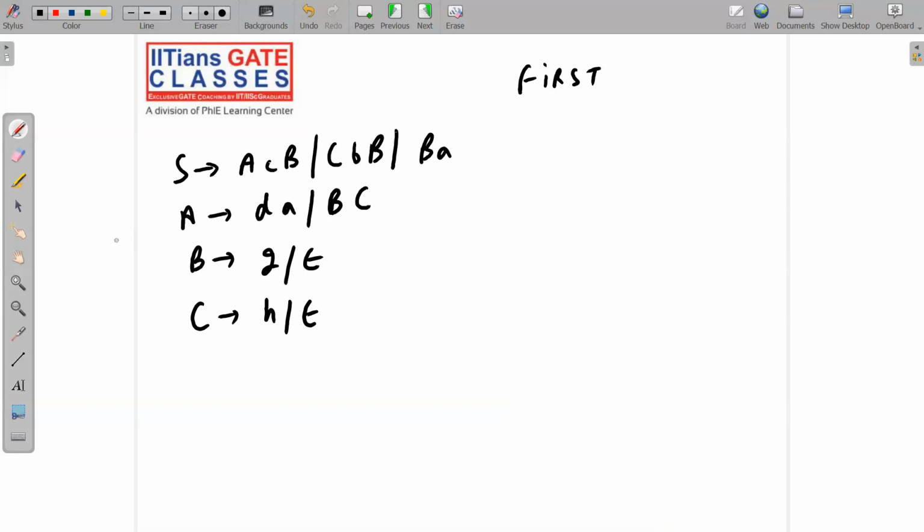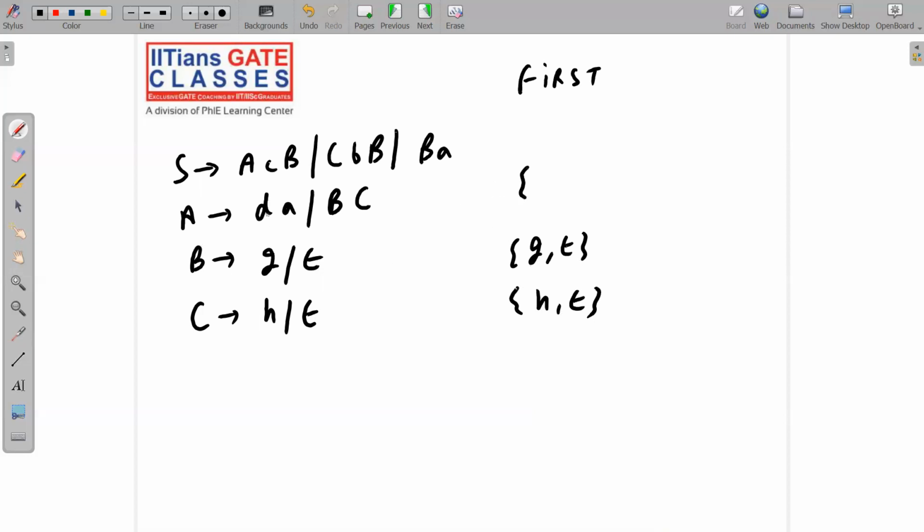It's very easy. The things which are easy, you try to concentrate on those only. So I can find first of S: I will say first of S is first of A and so on. That will create a lot of problems. So the things which are easy, try to find those first. First of B is very easy. I will directly write G comma null. Here also I will directly write H comma null. So first of C and first of B we have already found out.